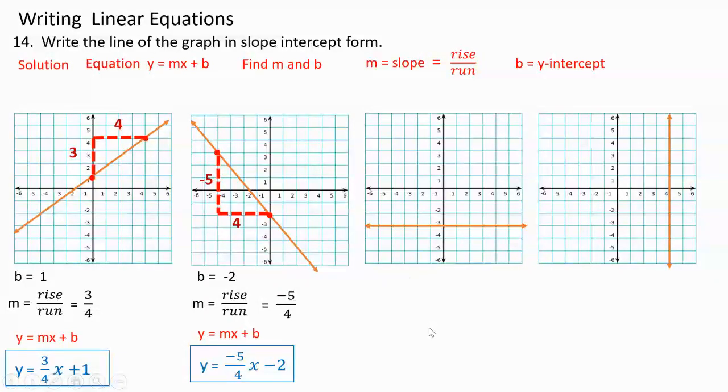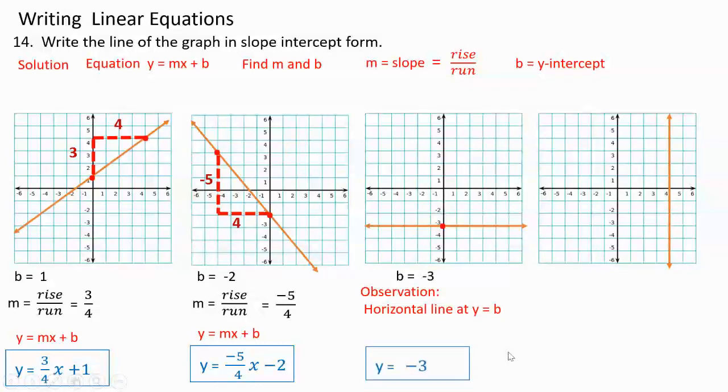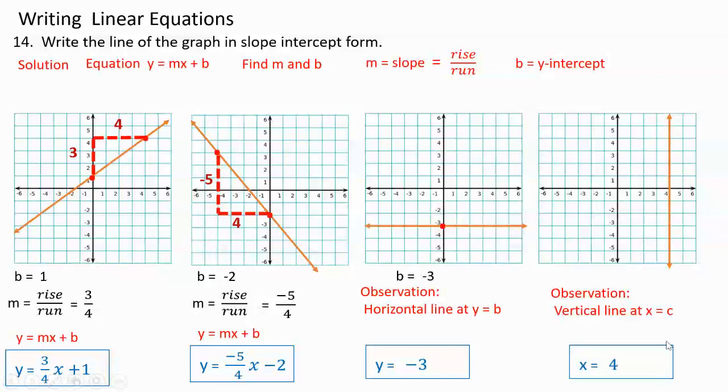Now on the third graph here, recall that my b is negative 3. Remember, if you have a horizontal line, the slope is 0. So it's going to be y equals negative 3. And on the last one here on number 14, we have a vertical line. Remember, for a vertical line, the slope is undefined. So it's going to be x equals whatever the line crosses, which is x equals 4. That will be my line, x equals 4.